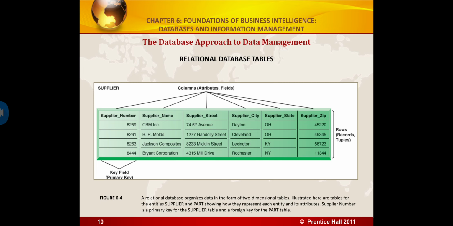The supplier number appears in both the supplier and part tables. In the supplier table, supplier number is the primary key. When the field supplier number appears in the part table, it is then called a foreign key, and is essentially a lookup field to look up data about the supplier of a specific part.